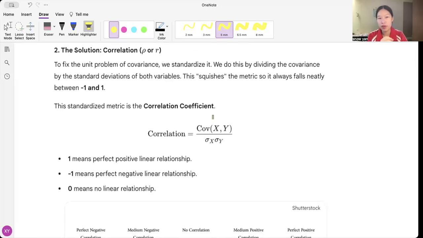So instead we use something called correlation, where I was confused about the notation, whether it was rho or r, because I thought the two were the same, but apparently they were different. I'll explain later. Correlation is a relative, standardized metric. What we do is divide the covariance by the standard deviations of both variables. So we have covariance divided by sigma x times sigma y, and that's the correlation coefficient. It always falls between negative one and one.